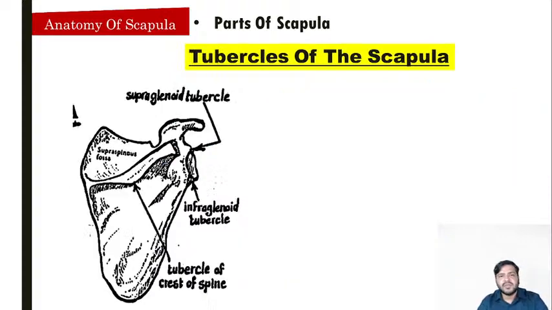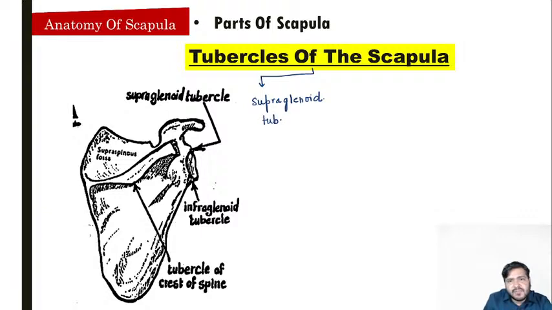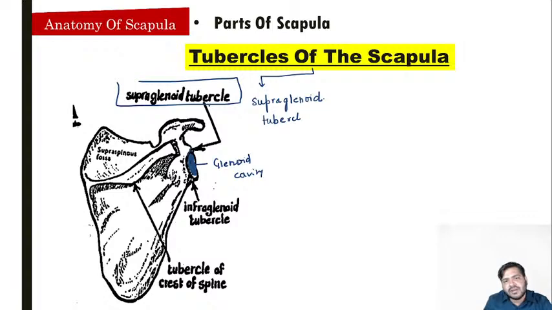So apart from that, coming on to the next, that is the tubercles of the scapula. Just remember that we have three tubercles of the scapula. The very first one is the supraglenoid tubercle. Remember, kids, the part which I have marked in blue is the glenoid cavity. Just above the glenoid cavity you will find a tubercle, that is called the supraglenoid tubercle. Just below the glenoid cavity you will find a tubercle, that is called the infraglenoid tubercle.